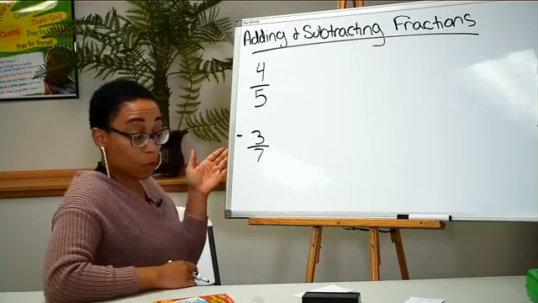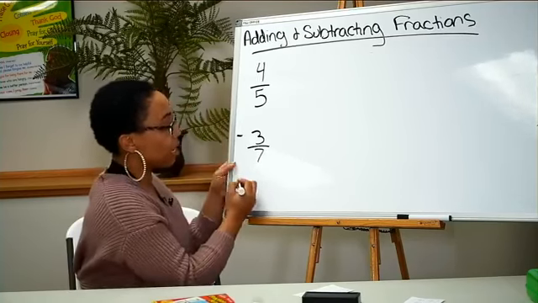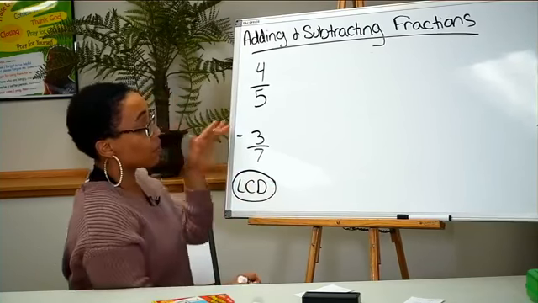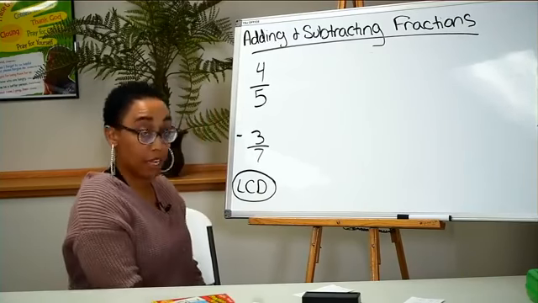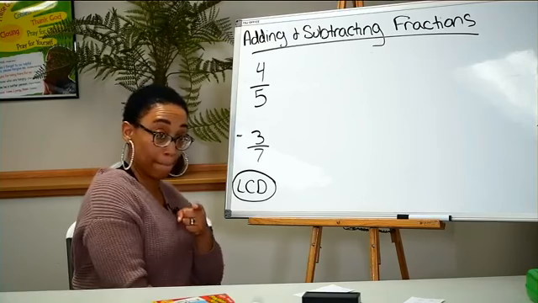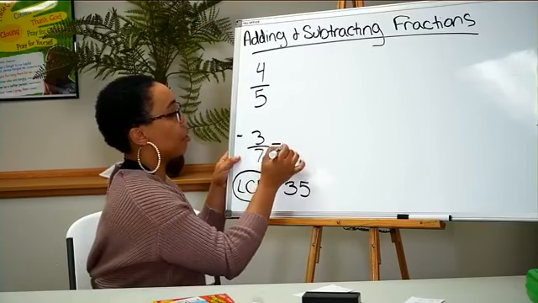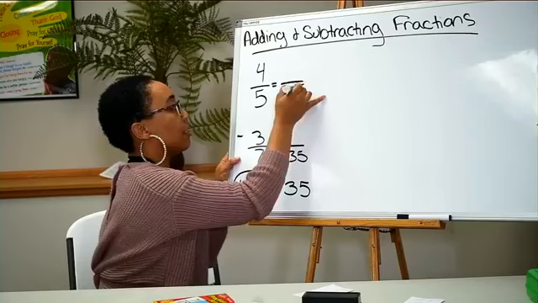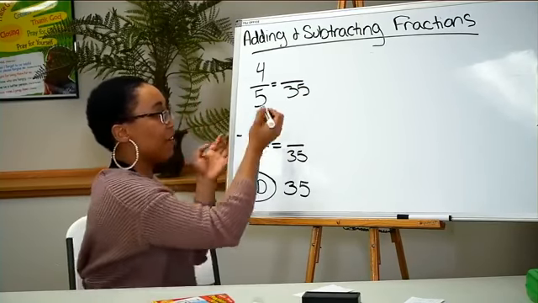All right, so we have 4/5 minus 3/7. So we have different denominators, so we need to find the lowest common denominator. And so we're going to do the trick that I mentioned before with this one, where we're going to multiply the denominators. So 5 times 7 is 35. Okay, so we're going to change this to 35. We're going to change this to 35. 5 times what is 35? 7.